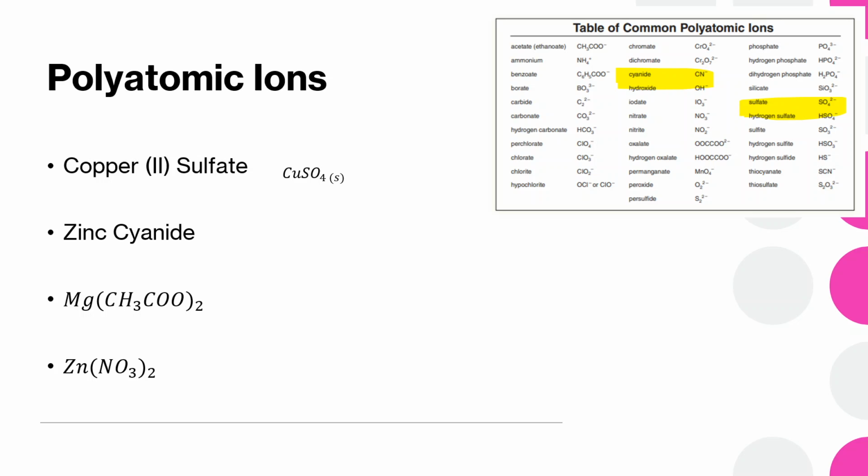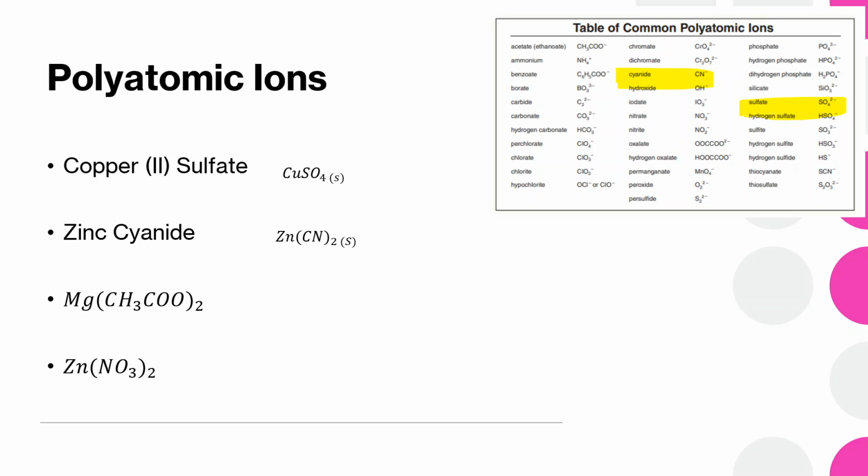Cyanide's in the second column there, and the formula for that is CN negative, or a -1. Now, if you go to your periodic table, you're going to see that zinc has a +2 charge. So that means we need two of those cyanide ions to balance it out. So the formula then is Zn(CN)2.